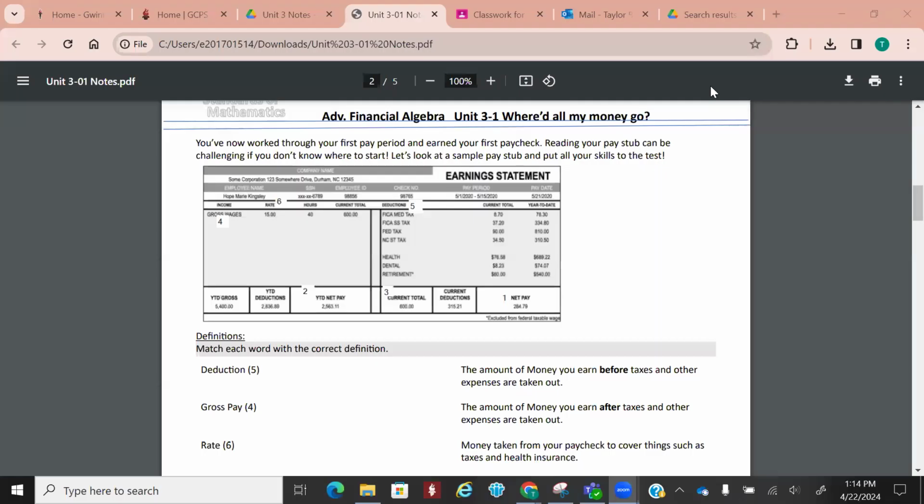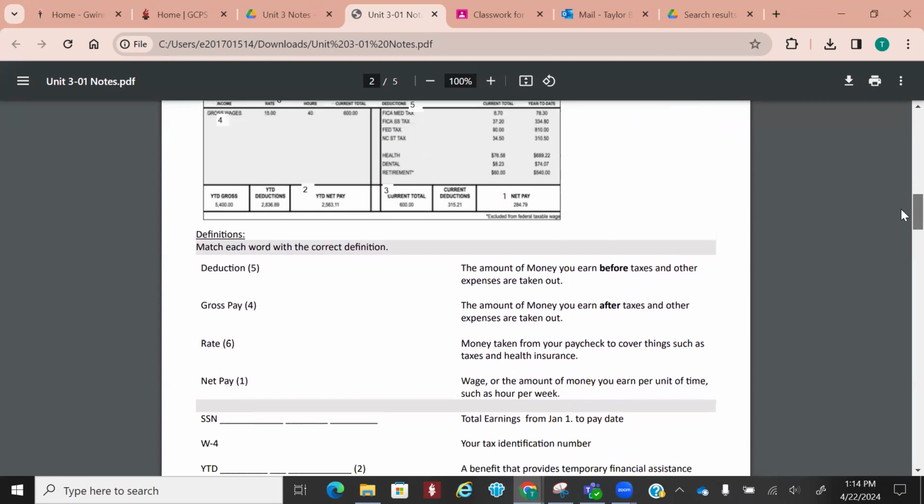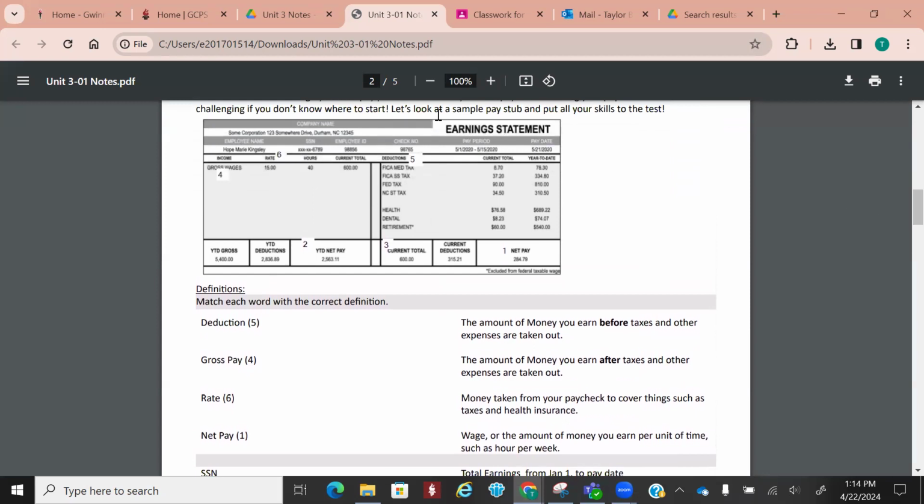All right, so now you've worked through your first pay period and earned your first paycheck. Reading your pay stub can be a little challenging if you don't know where to start. So let's look at some sample pay stubs and put all your skills to the test. So here's what a pay stub would look like. They're going to have earning statements up at the top. They're going to have pay period, pay date, employee ID, social security, employee name, all this stuff.